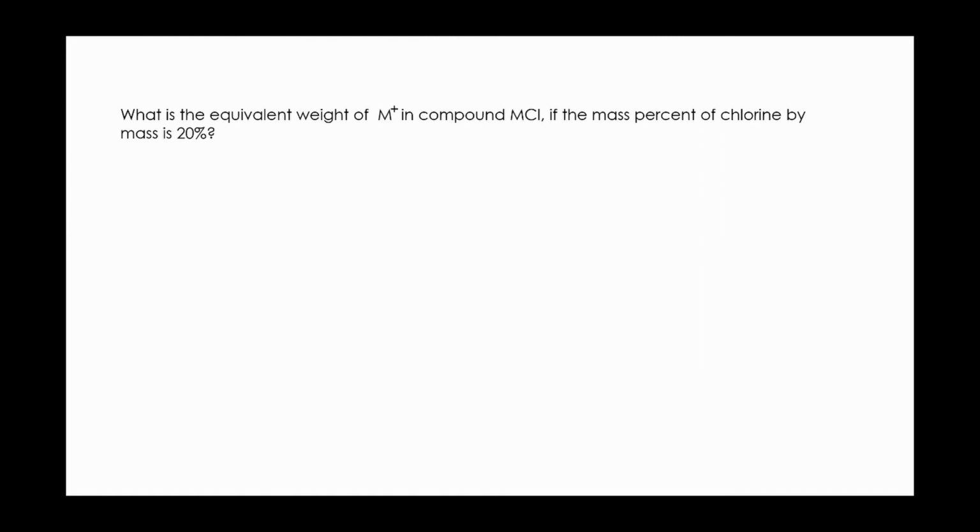Here is a very simple question for you. What is the equivalent weight of M plus in compound MCl if the mass percent of chlorine by mass is 20%? You may pause the video and you may try it out on your own. The answer to this question is the equivalent weight of M plus is 142 grams. Now if you have not got it, you can keep watching the video and I will explain it to you.